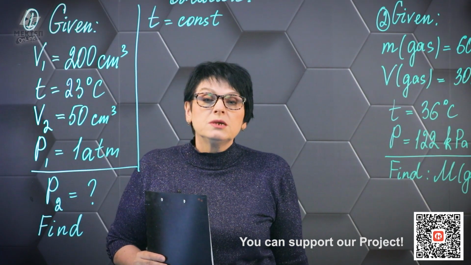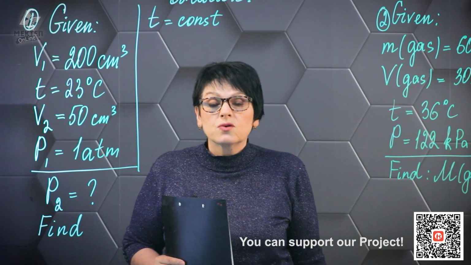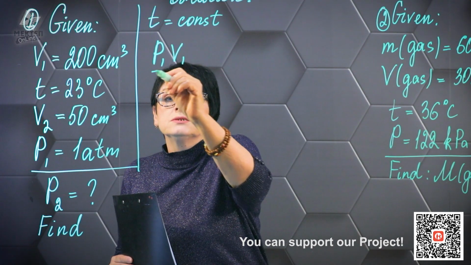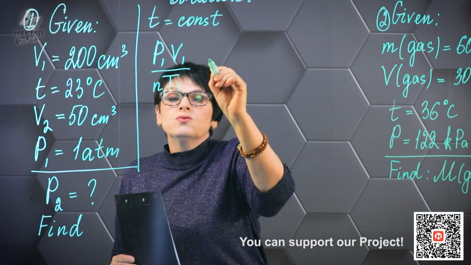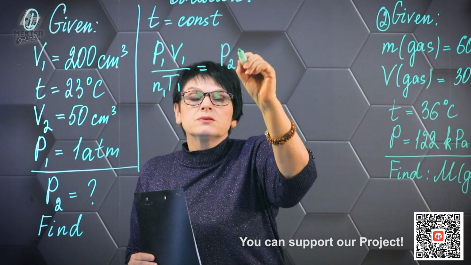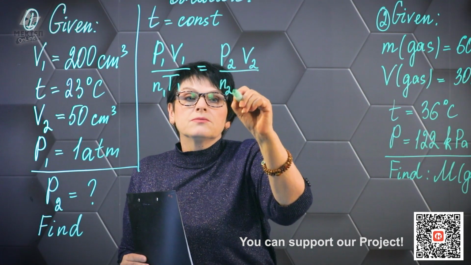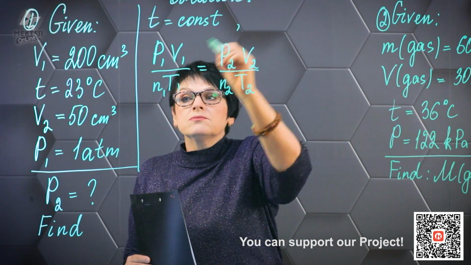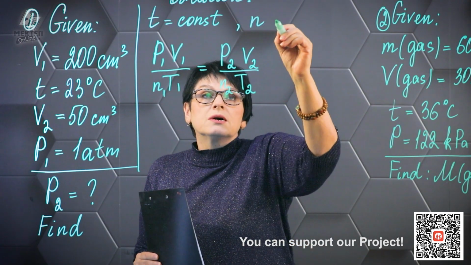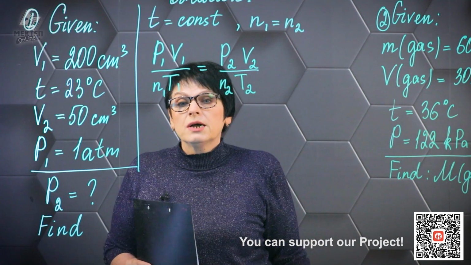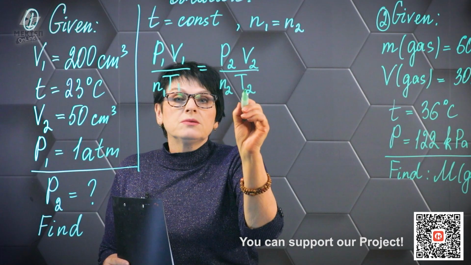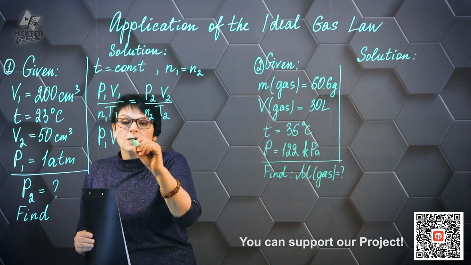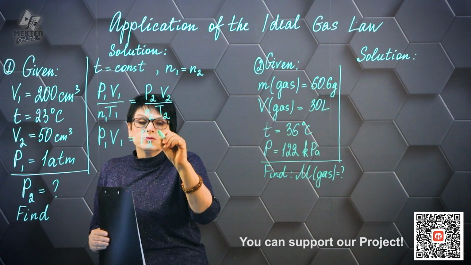Then it is necessary to remember the formula of the unified gas law, which looks as follows: P1 times V1 divided by n1 T1 equals P2 times V2 divided by n2 T2, where n is the number of moles. But as we realize, the temperature remains constant, and we are not told that the number of moles has changed in any way. Then n1 and n2 are obviously equal to each other. Then we can neglect these values, and the formula takes a simpler form: P1 times V1 equals P2 times V2.